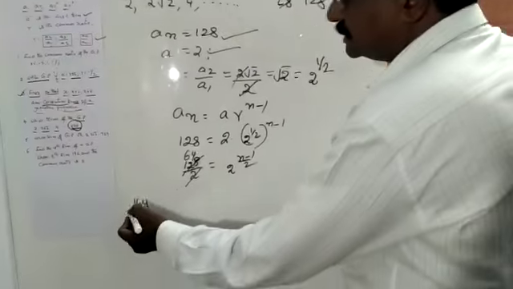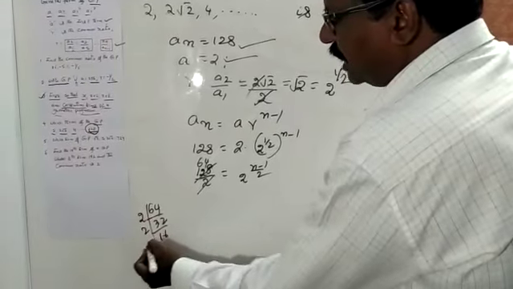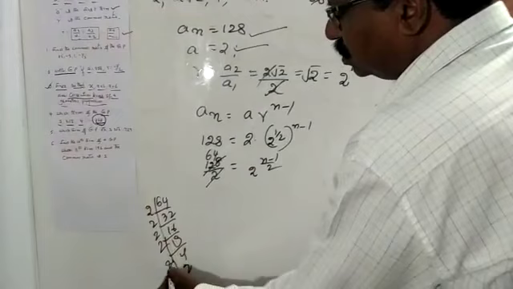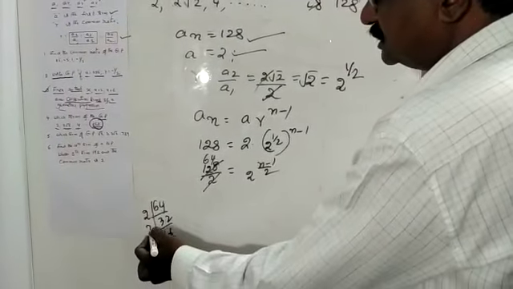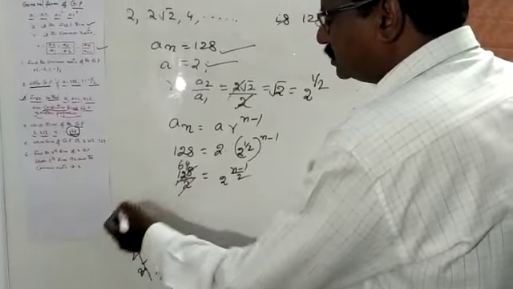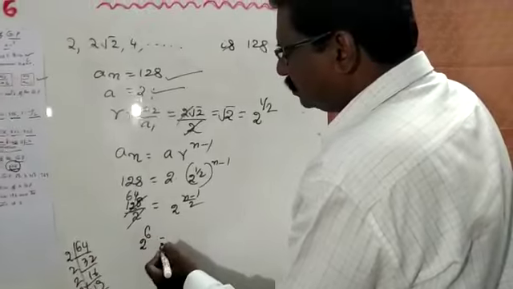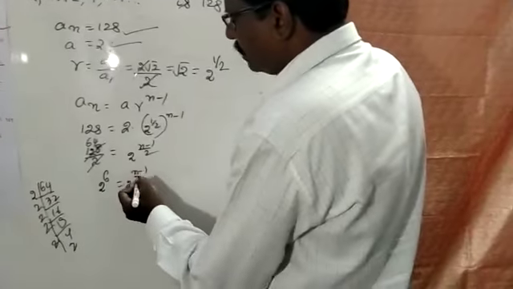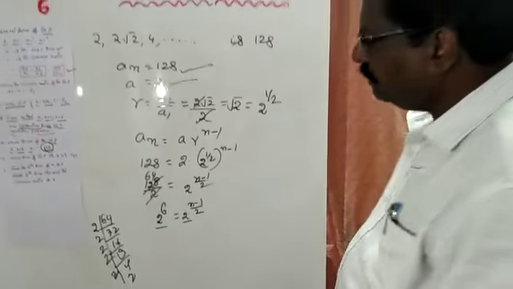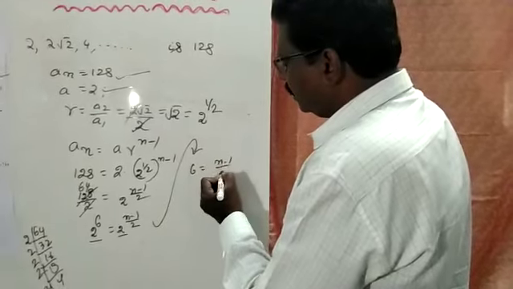Already learned in real numbers, already in 9th class also. 64: 32 times 2, 16 times 2, 8 times 2, 4 times 2, again 2 times 2. 2 2s are 4, 4 2s are 8, 8 2s are 16, 16 2s are 32, 64. Then you have to write 1, 2, 3, 4, 5, 6. 64 you have to write as 2 to the power 6. That is equal to 2 to the power of n minus 1 by 2. Both sides the bases are equal, so powers will be equal. That is, 6 is equal to n minus 1 by 2.